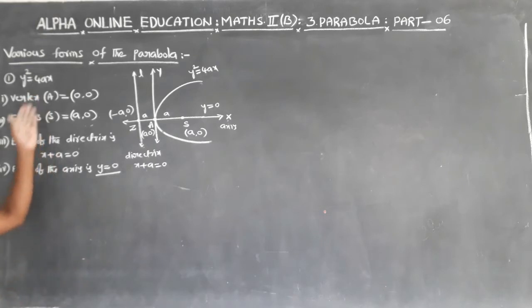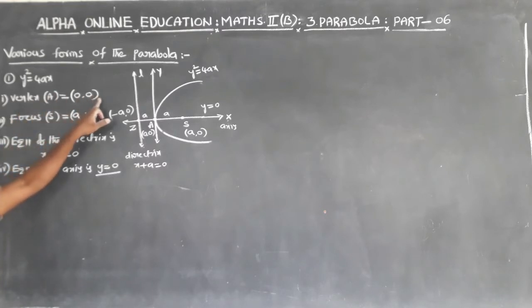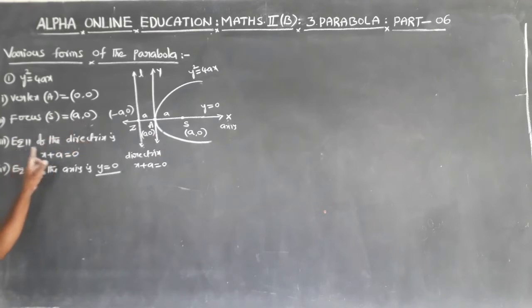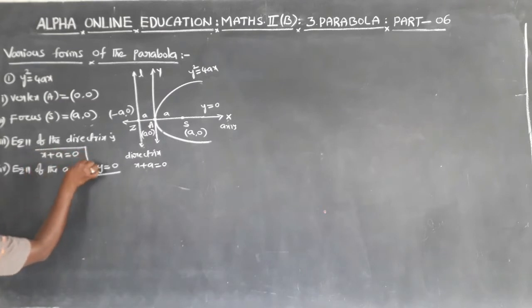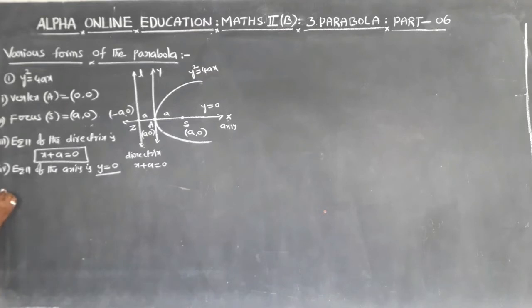These are the formulas. Y square is equal to 4ax formulas. Vertex 0 comma 0. Focus a comma 0. Equation of the directrix x plus a is equal to 0. Equation of the axis y is equal to 0. Second one is y square is equal to minus 4ax.